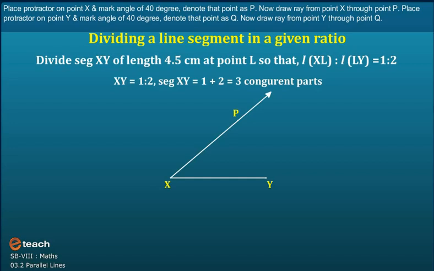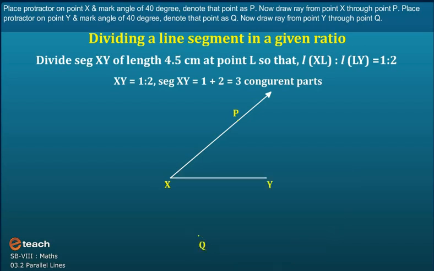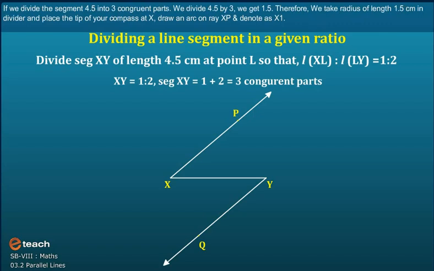Place protractor on point Y and mark angle of 40 degree. Denote that point as Q. Now, draw ray from point Y through point Q. If we divide the segment 4.5 into 3 congruent parts, we divide 4.5 by 3.